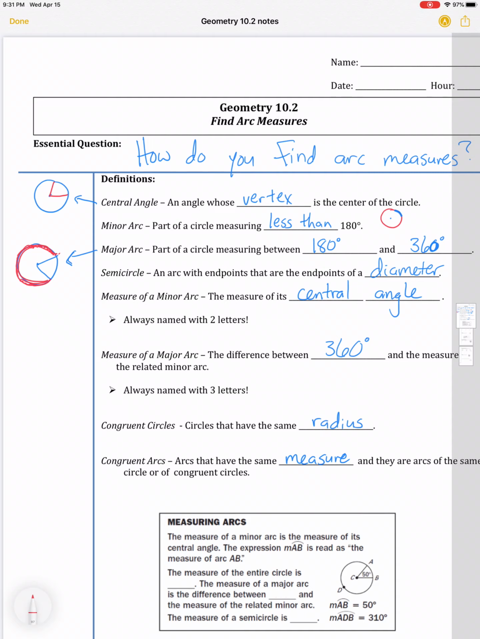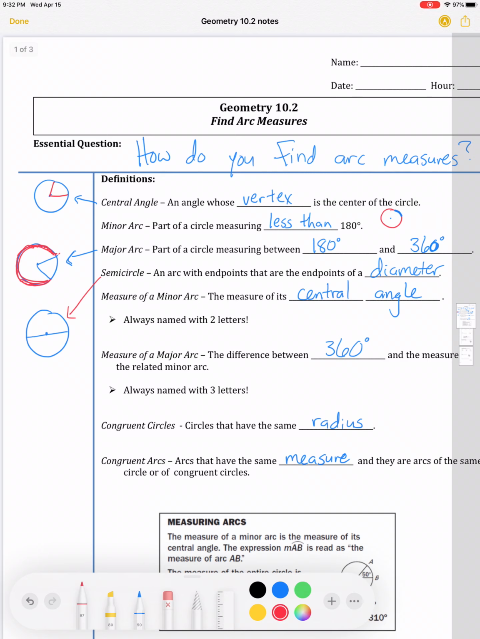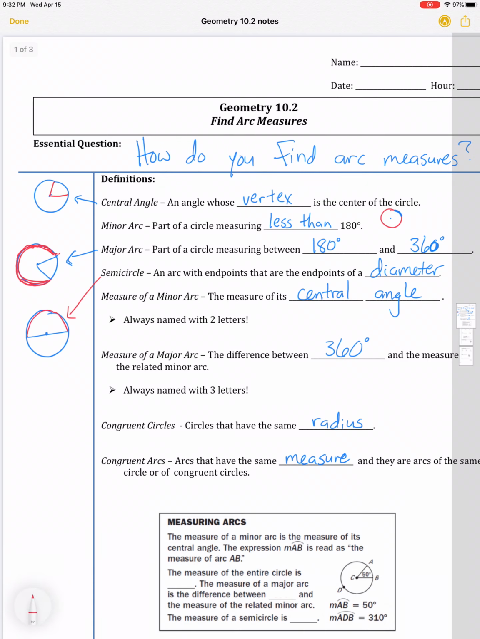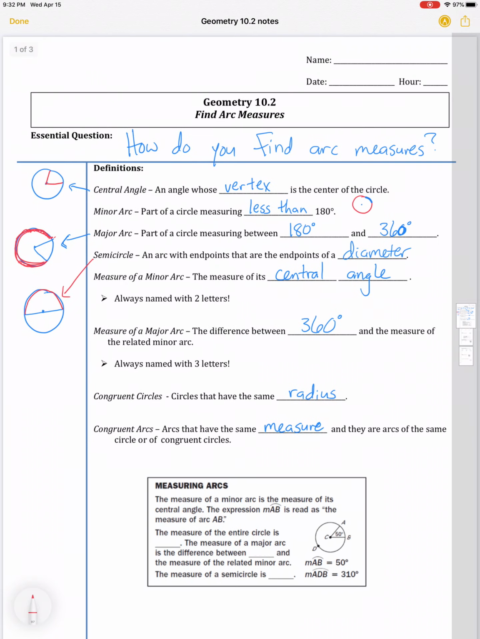Okay, and then there is a semicircle, which I can draw down here. So if here's our circle, there's a center. If we have a diameter like that going through the middle, the semicircle is half of the circle. So what's in red right there?